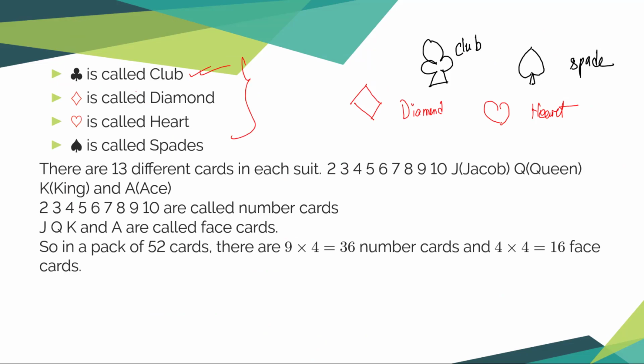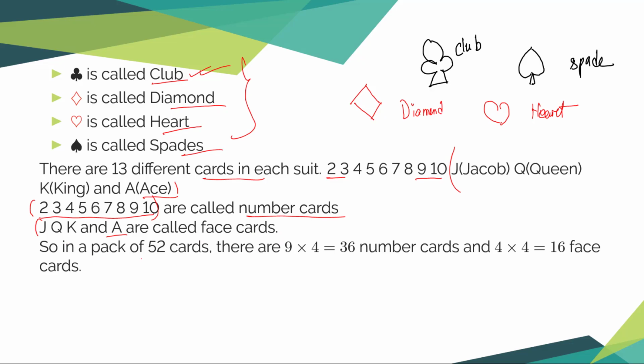So 4 different suits: club, diamond, heart, and spade. 13 different cards, 2 up to 10 number cards, and then Jack, Queen, King, and Ace, right? 2 to 10 are called number cards. Jack, King, Queen, and Ace are called face cards, right?